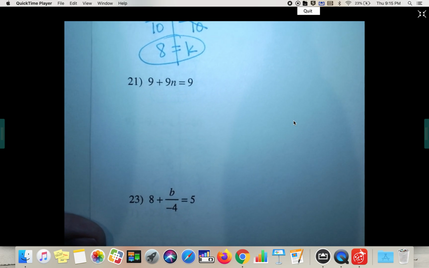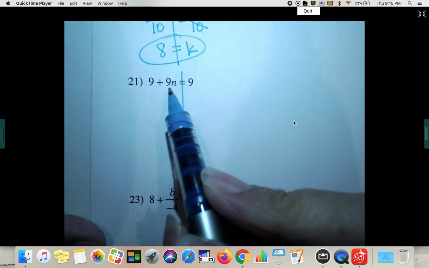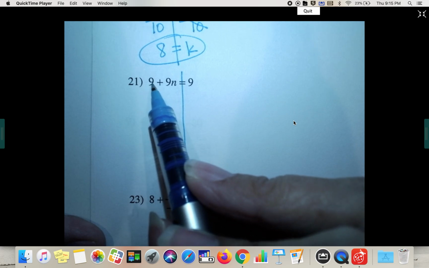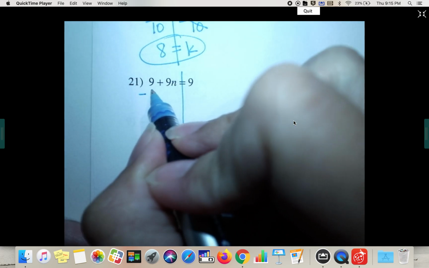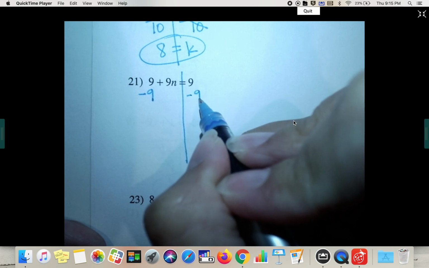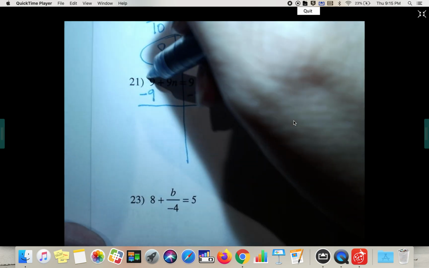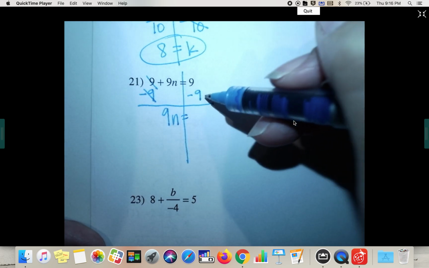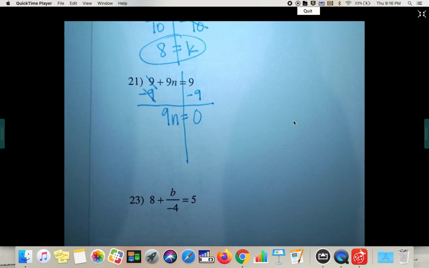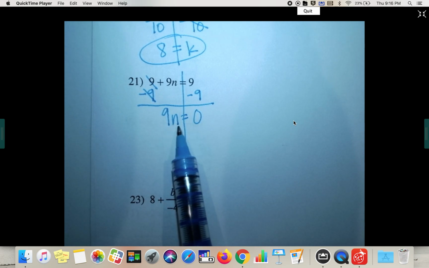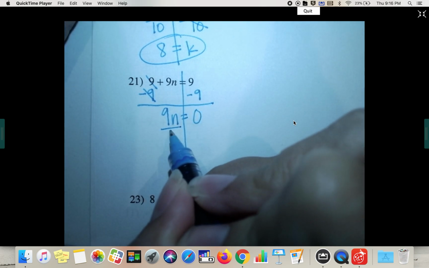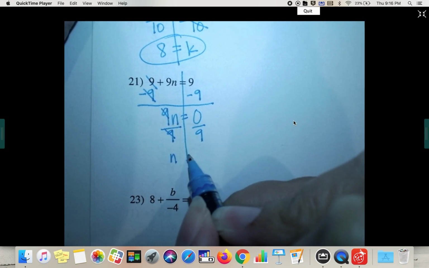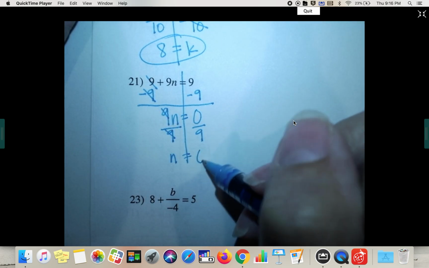21. Keep the 9n together. Let's get rid of this positive 9. So the way to cancel it is subtract it to get it to go to 0 on both sides. Cancel, cancel. Bring down your 9n. 9 minus 9 is 0. Last step, 9 is being multiplied by n, so you're going to divide by 9. Cancel, cancel. It leaves n equals 0 divided by 9, which is 0.